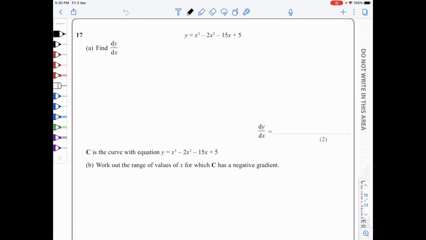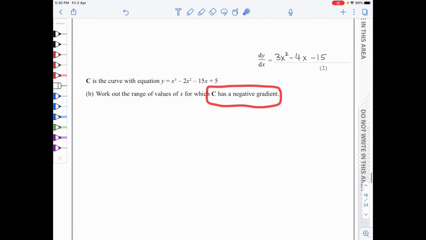In 17, we're given y is x cubed minus 2x squared minus 15x plus 5, and we need to find dy/dx. So we're just using differentiation here. We get the power down, deducting 1 from the power, and we'll get 3x squared minus 4x minus 15. Now C is the curve with that equation. We need to work out the range of values of x for which we have a negative gradient. In other words, we need to solve dy/dx being negative.